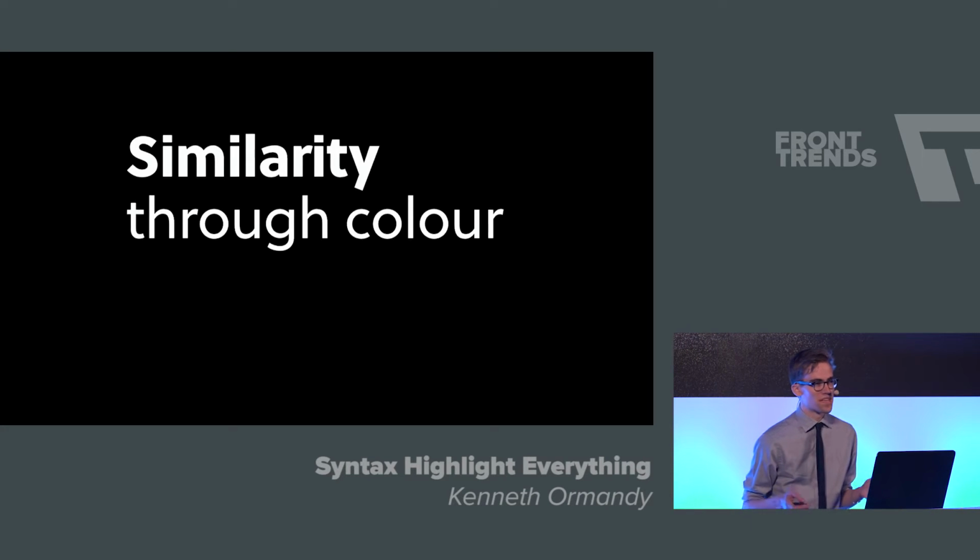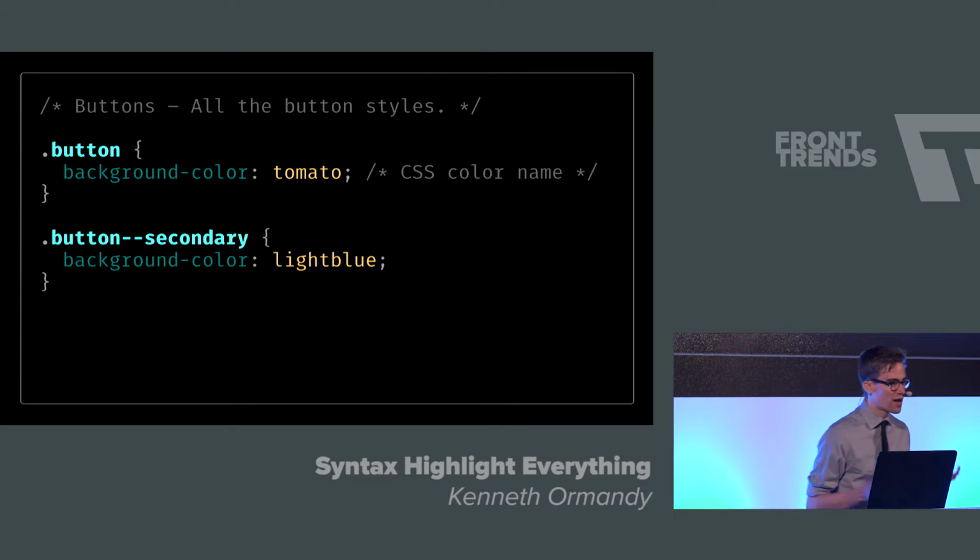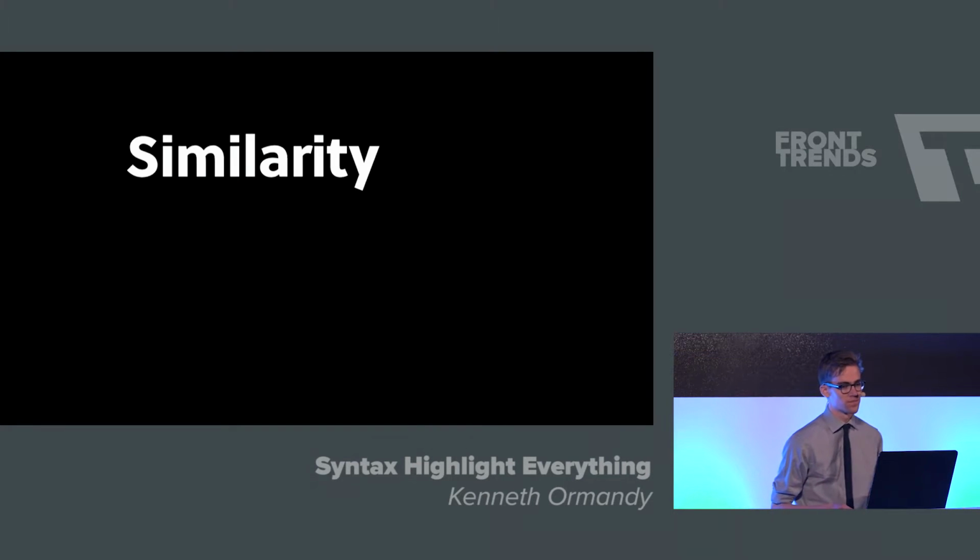Similarity through color is what we think of when we think of syntax highlighting. It's categorized for us with different hues. It helps you immediately associate pieces of code and know they're similar and dissimilar, but this is just one piece of how syntaxes are highlighted, how typographic principles are used within our code.